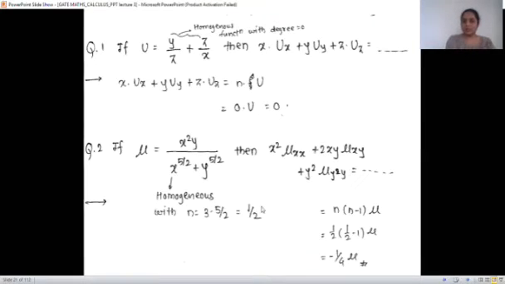So n is 1 by 2, and we know by Euler's theorem, for first order it is n u, and for second order it is n into n minus 1 into u. So n is 1 by 2, into 1 by 2 minus 1, into u, that is minus 1 by 4 u. So your answer is minus 1 by 4 into u.